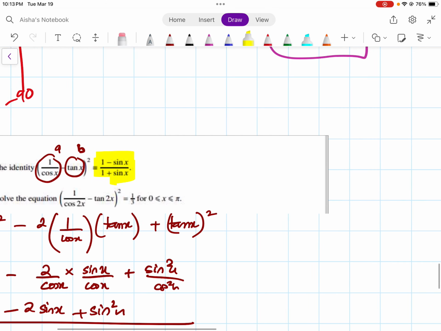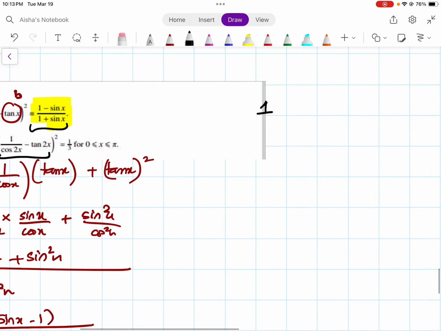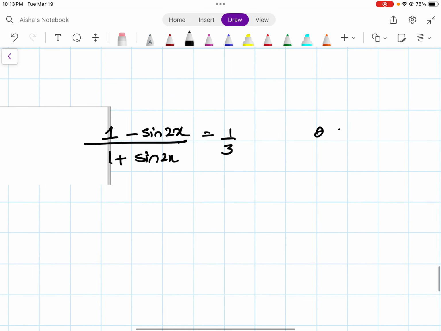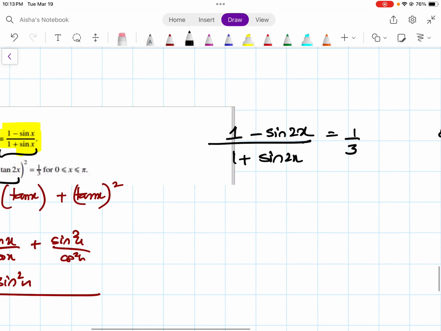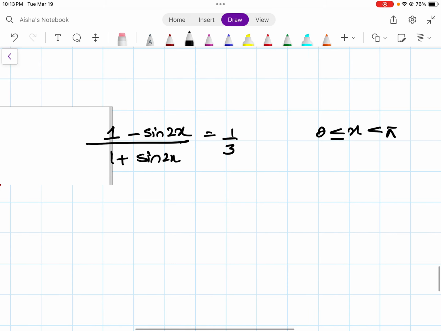Now hence solve the equation. It's the same equation, so this can be replaced with this. And in place of x, it's 2x. And this is from 0 to pi. So there are two concepts involved. One, we are doing the radian mode. Another thing is we are doing the 2x thing. Now how do we do it? That's the question.